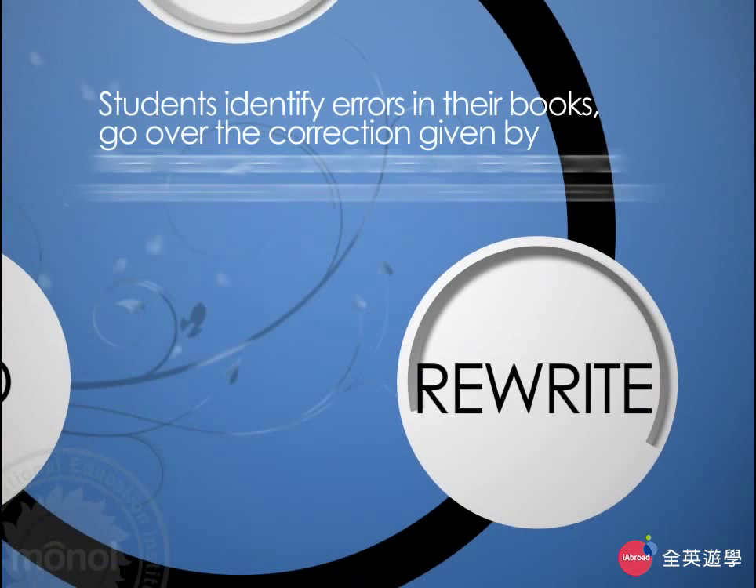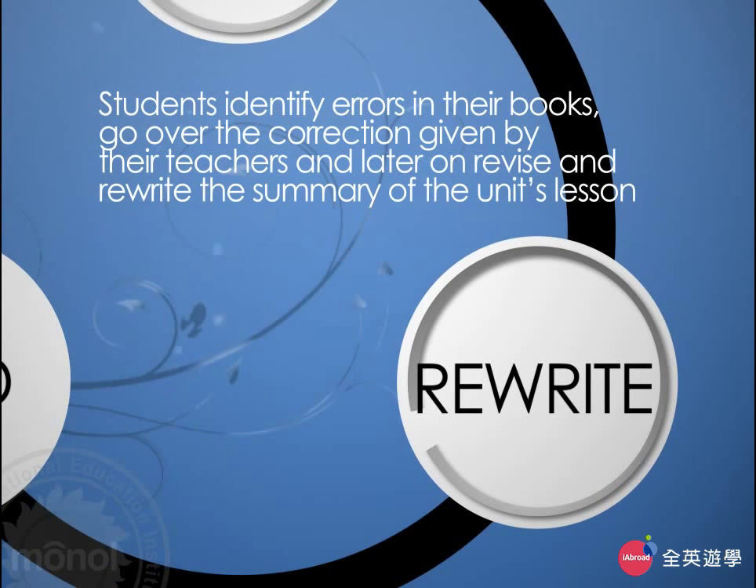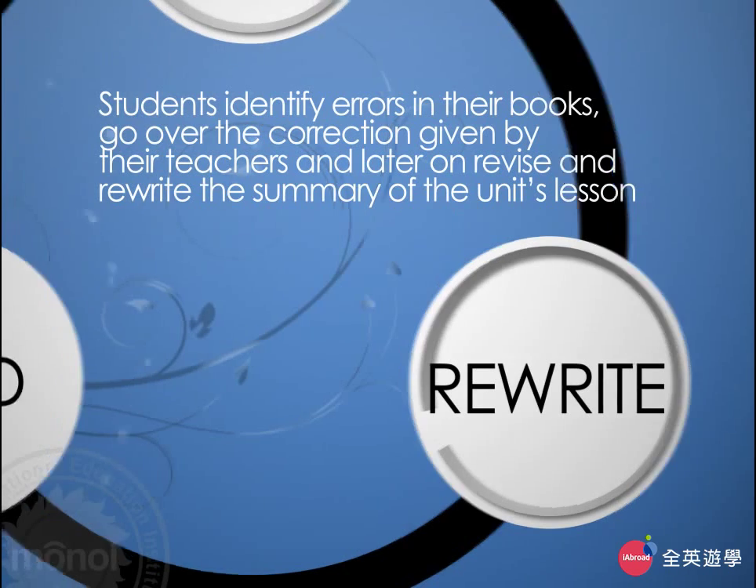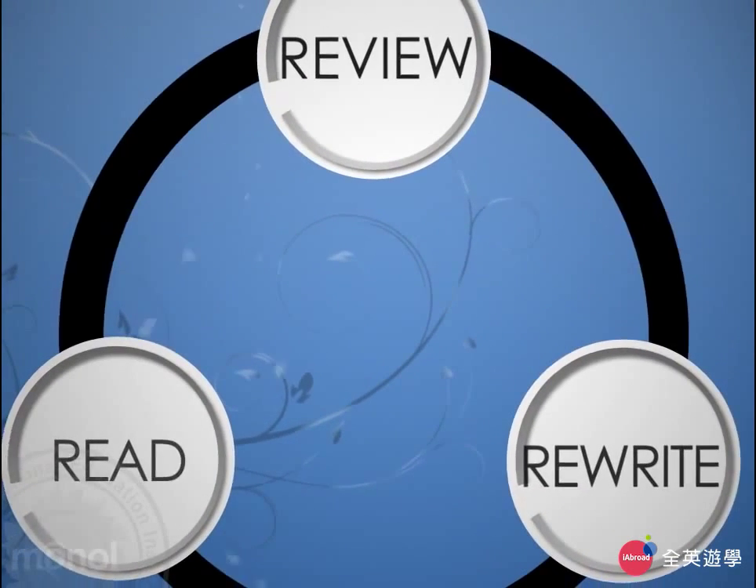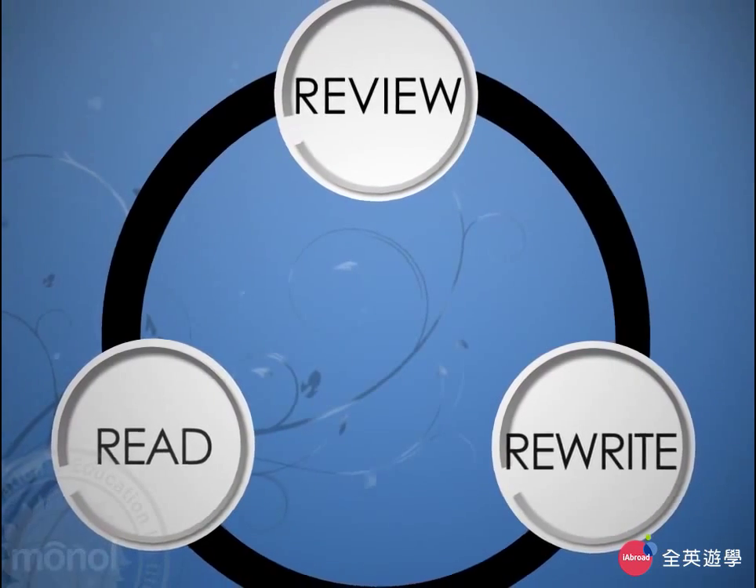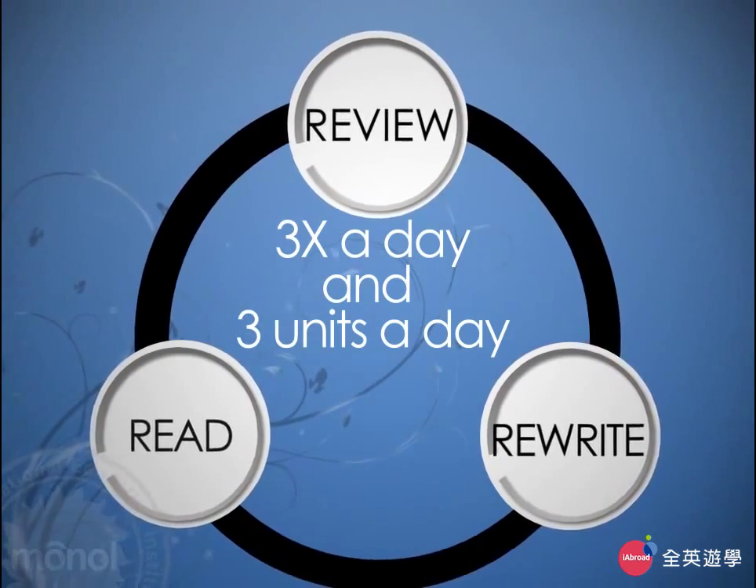For rewrite, students identify errors in their books, go over the corrections given by their teachers, and later on revise and rewrite the summary of the unit's lesson. And finally we have read, where after reconstructing ideas from rewriting, students go over the key points enumerated at the end of every lesson, as well as their homework and unit summaries. In order to maximize learning, the 3 R's should be practiced 3 times a day for 3 units a day.